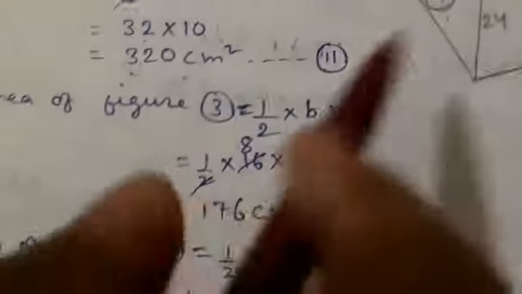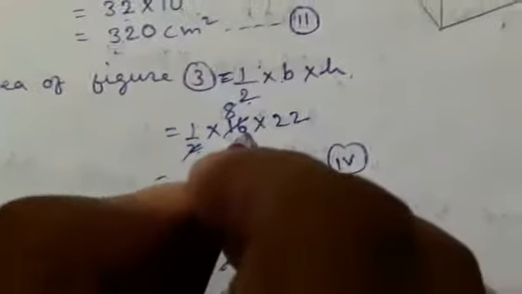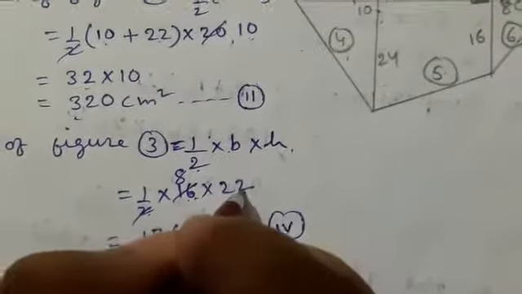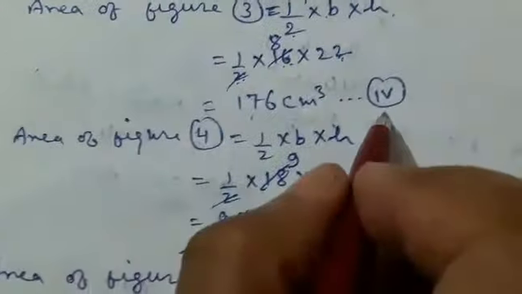Now area of figure 3, this is a triangle, so we will write down half into b into h. So 1 by 2 into base will be, what is its base? This is 8 and this is also 8, it will be 16 into 22. So 2 8s are 16, 8 22s are 176 centimeter square. This is our fourth equation.